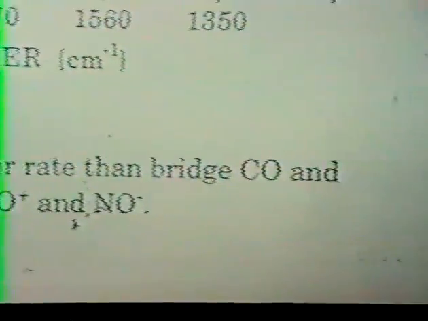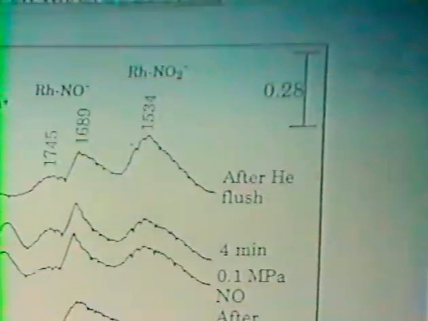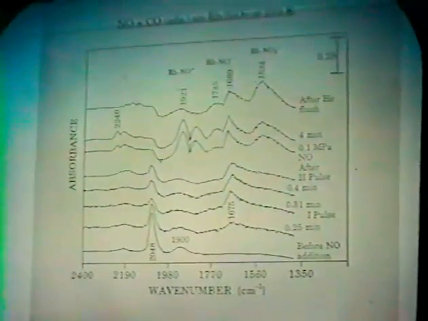Okay, the first set of data here is how NO interacts with the adsorbed CO on the rhodium silicon catalyst at 100 degrees K. We have also conducted this at room temperature. The result at room temperature is very similar to the result at 100 degrees here. Let's take a look at this data here.